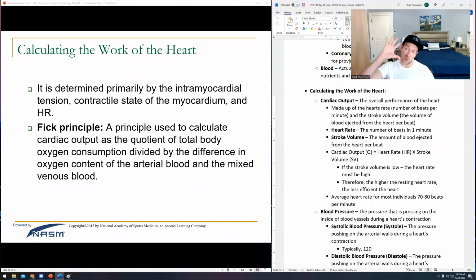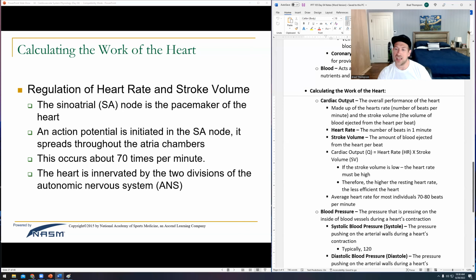Like if your heart can squeeze really, really hard and it can inject a ton of blood throughout the body, all that oxygen can get delivered pretty easily in, let's say, 20 beats, right? But if it has to do it in 40 beats, which is twice as many, that means that it's ejecting half of the amount of blood per every beat. That's the Fick principle. So we understand this through a term called cardiac output, right?